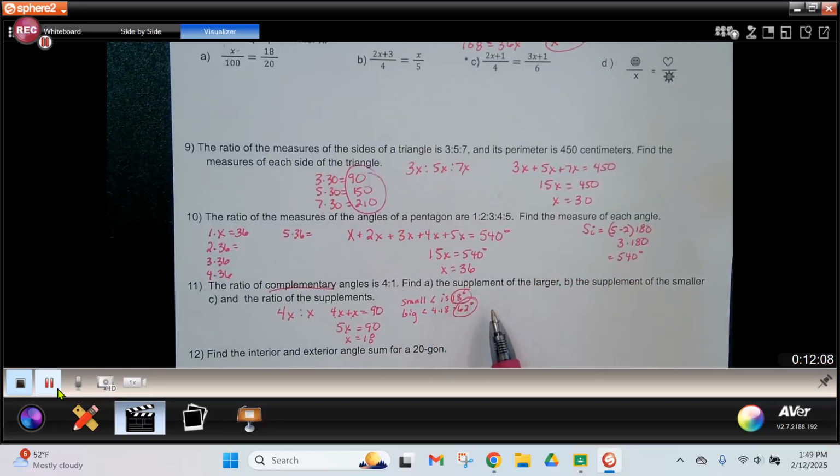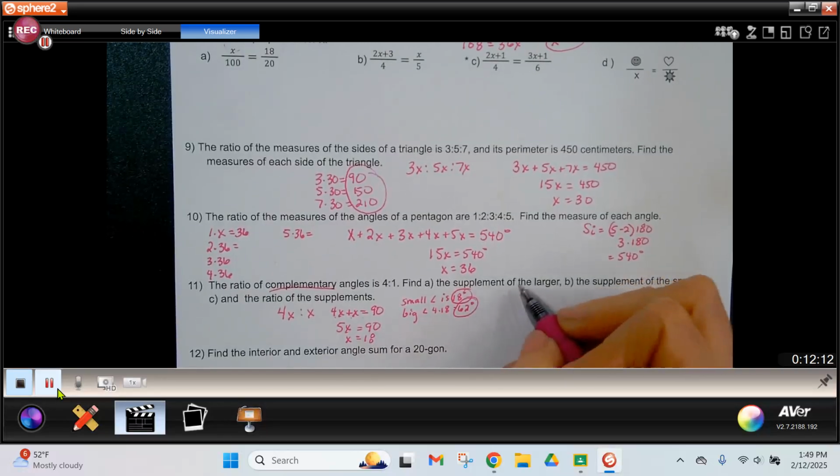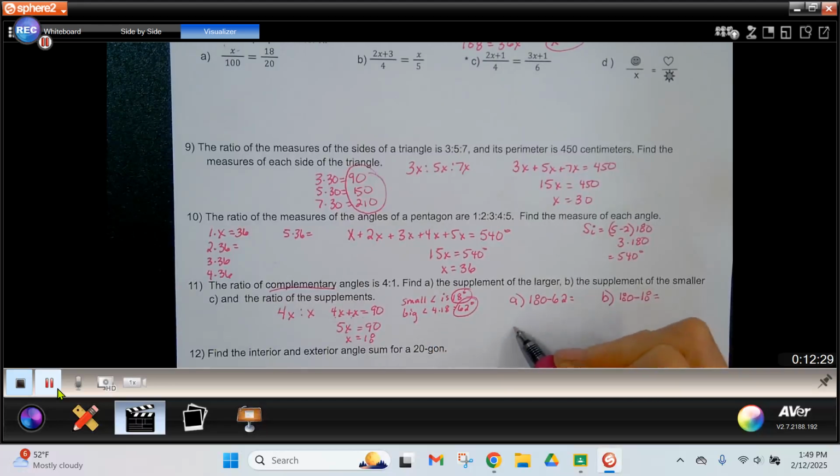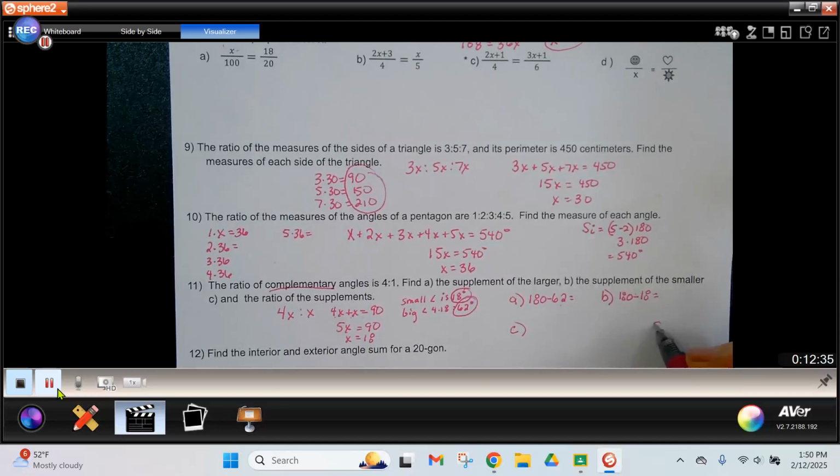Now it asks you a bunch of things. Find the supplement of the larger. So that means if you want to find A, the supplement of this one, then you have to take 180 and subtract 62. And you'll get something. Now it says to find the supplement of the smaller one. So B is going to be 180 minus the smaller one, and you're going to get something. And then C asks you to put those two numbers as a ratio. So see how you do on that. And then simplify it.